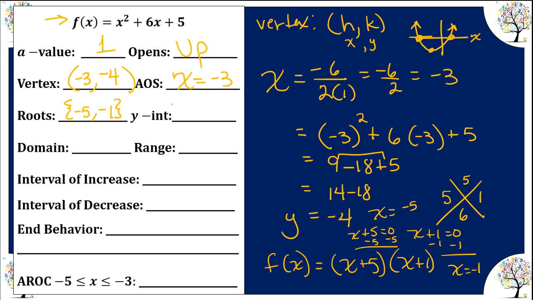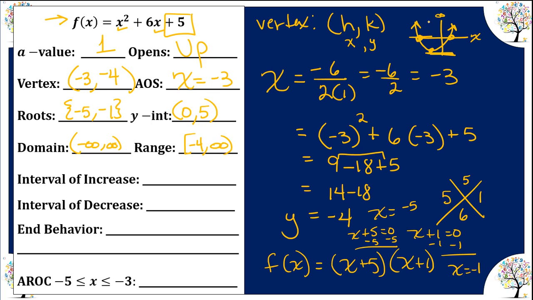Our y-intercept is when we plug in 0 for x. So when you plug in 0 here and here, we are simply left with our c value of 5. The domain is going to be all real numbers. And our range goes down to the y part of our vertex, which is -4. That is included. And then it goes up to positive infinity.